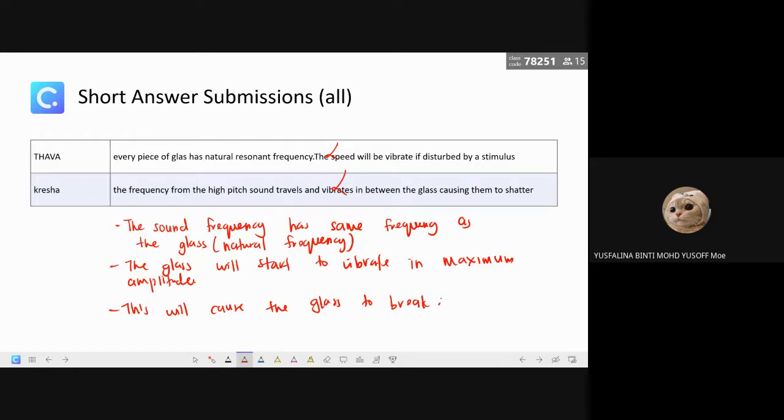Okay, so you have to say the sound frequency that is produced is the same as the natural frequency of the glass. Okay, and the glass will vibrate with the maximum amplitude. Okay, then after that the glass will break. Okay, so that's the answer.